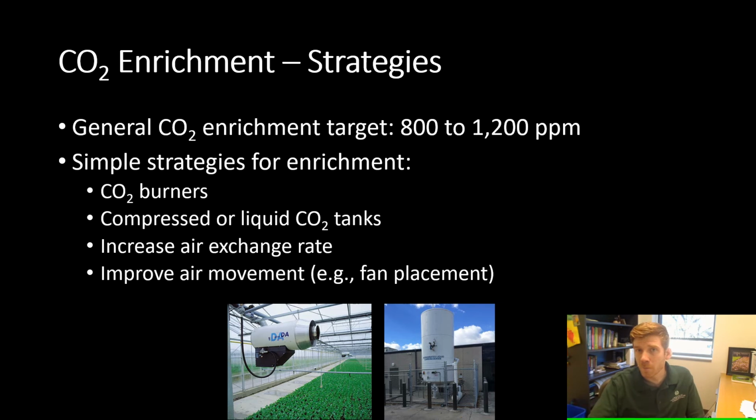Now, if you remember from a few slides back, a common target for enrichment in controlled environments is 800 to 1200 parts per million, or 2 to 3 times our ambient concentration outdoors. There are many technologies we can utilize to provide CO2 enrichment, including CO2 burners and compressed or liquid CO2 tanks. Now, simply increasing your air exchange rate may also be a cost-effective way to ensure that close to ambient CO2 concentrations are achieved without investing in other enrichment technologies.